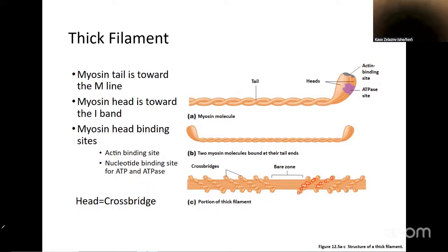We'll also notice later on, our heads are mostly all over the place, but we do have a center part here called the bare zone where we don't have any heads. We have only tails of the myosin. So right in the middle of our sarcomere, we're going to have just myosin tails, not any of these cross bridges forming.